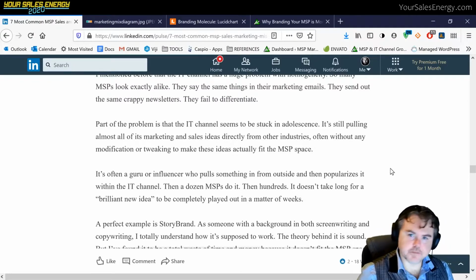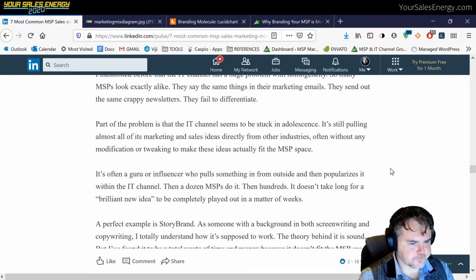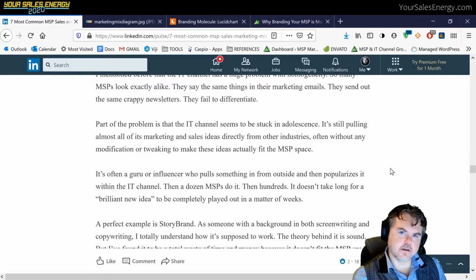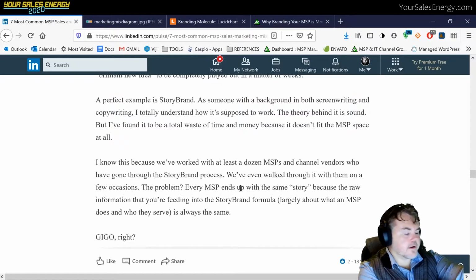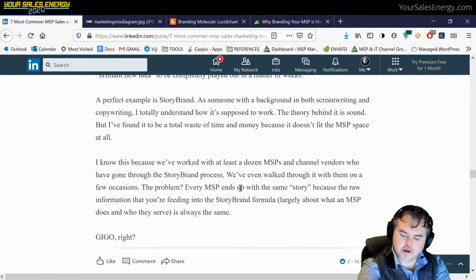All right, so they're pulling this stuff from outside, and it just doesn't really fit the needs of this particular market. It's foolish to think that something that works over here is just going to plug in and work directly the same over here. And the example that I use right here in the article, very good example of this, is Storybrand. Storybrand, we watched that. I don't know how long it's been around on the channel, but it seems like a couple years ago, a lot of people started talking about it.